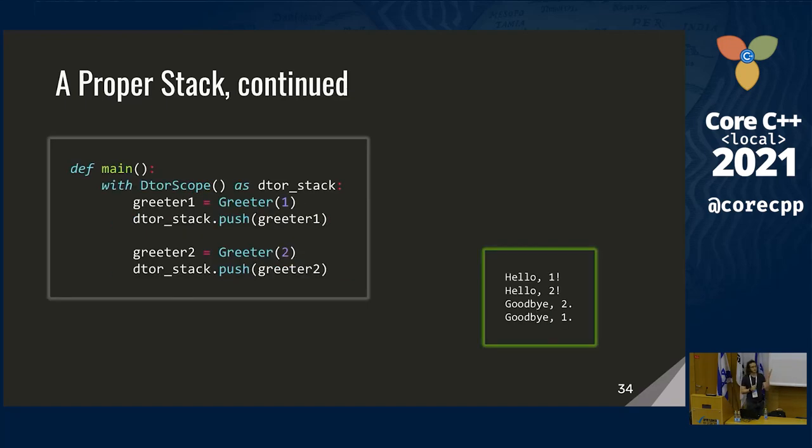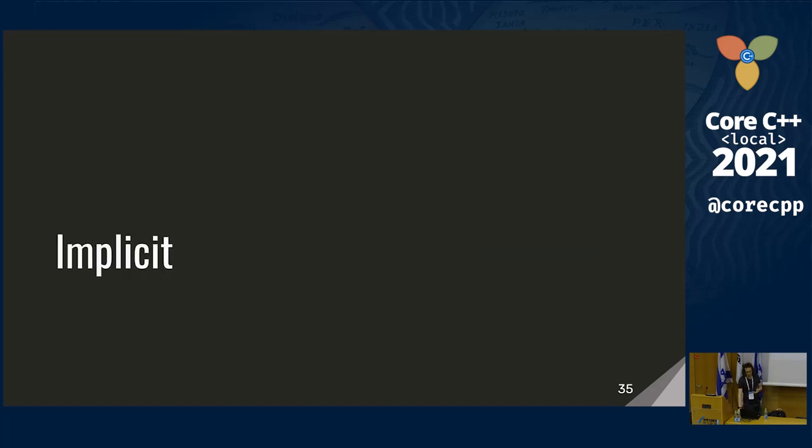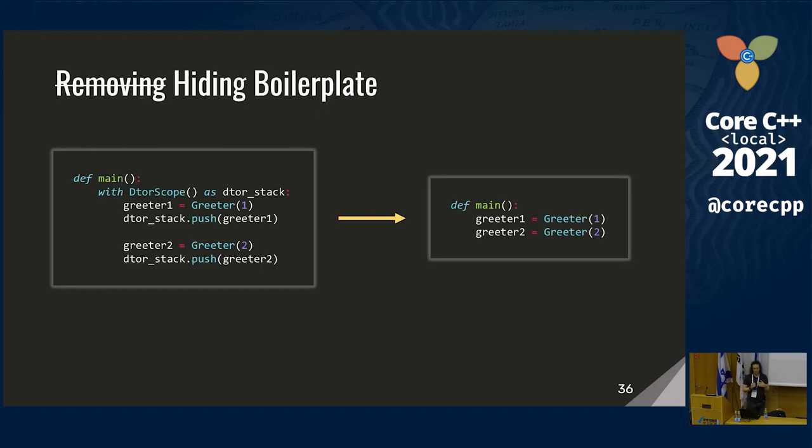Then our code would look something like this. We create the stack, then we create the first greeter and push it into the stack, create the second greeter, push it into the stack, and when we leave the function, we get the prints. But this was very explicit. We had a lot of boilerplate code that we want to remove. Basically, we want to go from this code with the destructor scope and all the objects being created and pushed to just a plain old function where we're creating two greeters.